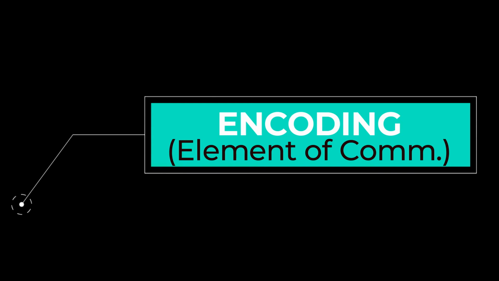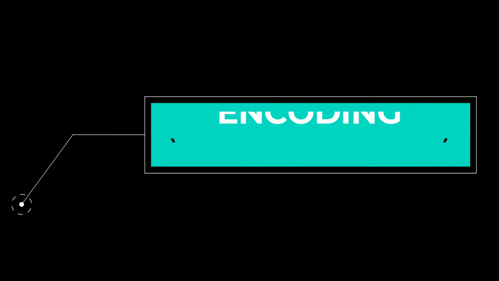Encoding is the process of expressing the idea into appropriate medium. It may be verbal or nonverbal. The sender may put the message into a series of symbols, words, pictures, or gestures.